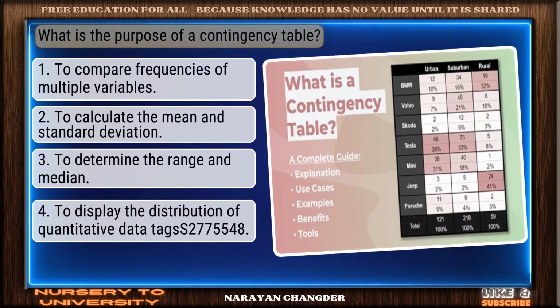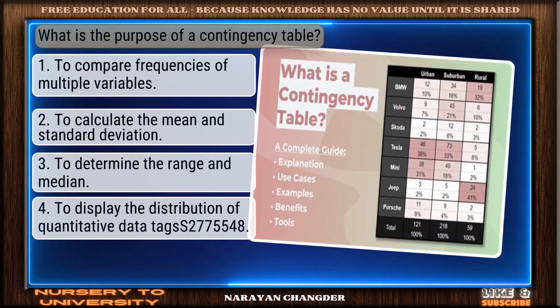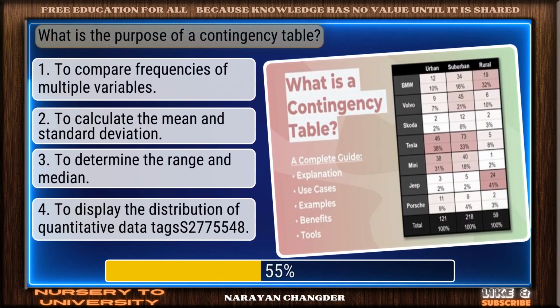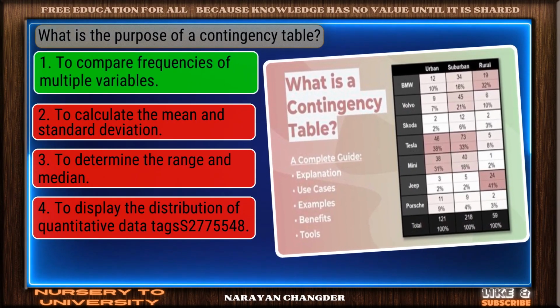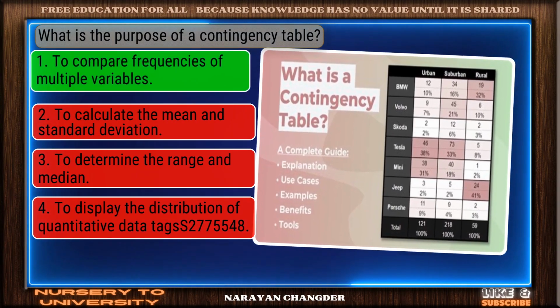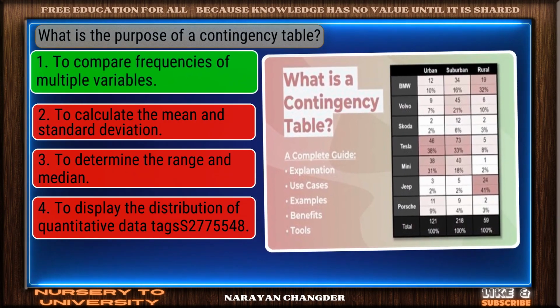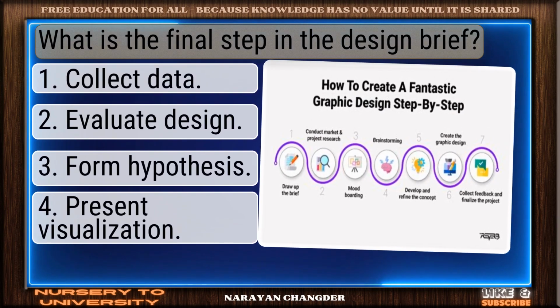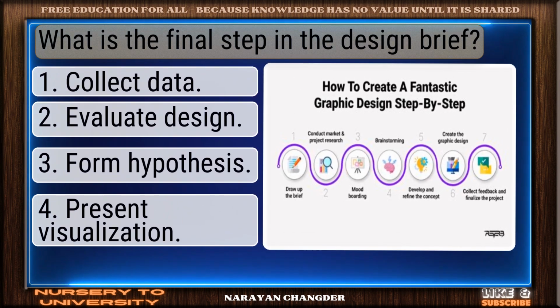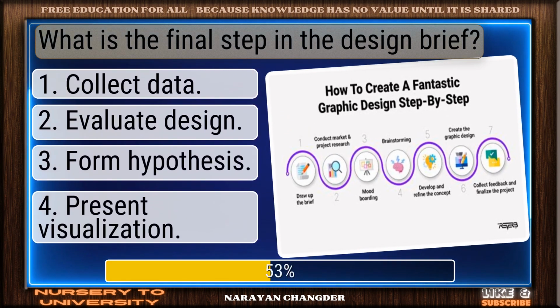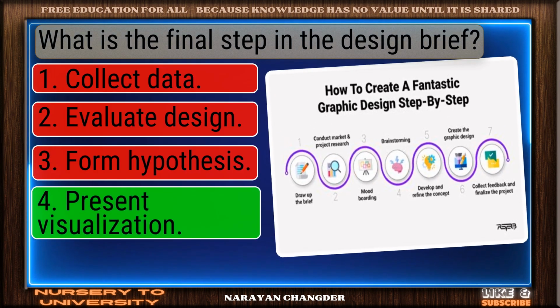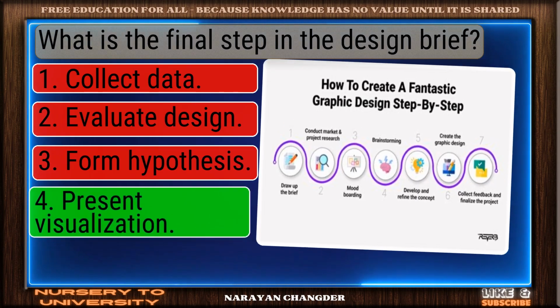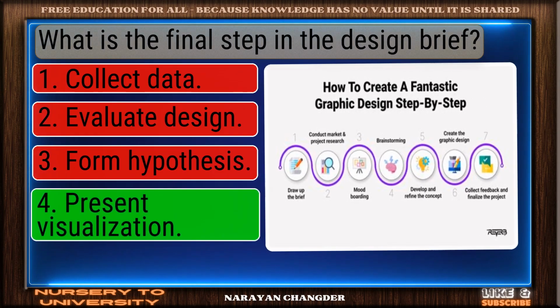Question number 41. What is the purpose of a contingency table? Excellent. To compare frequencies of multiple variables is a brilliant choice. Question number 42. What is the final step in the design brief? Smart move. Present visualization is an accurate answer.